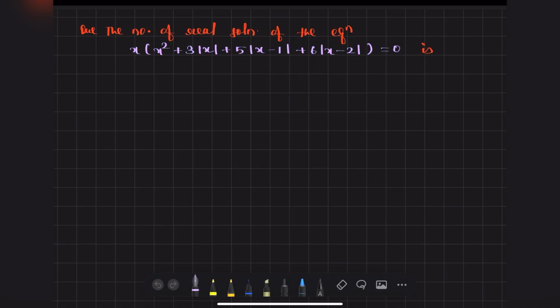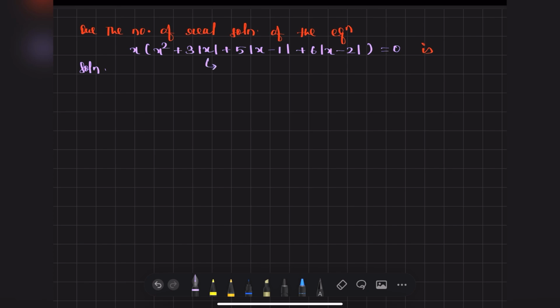So we got one more question, and in this question we have the number of real solutions, meaning you have to tell me the number of real solutions in this situation. Okay, so let's try. Again you will figure out that we have a problem with mod.